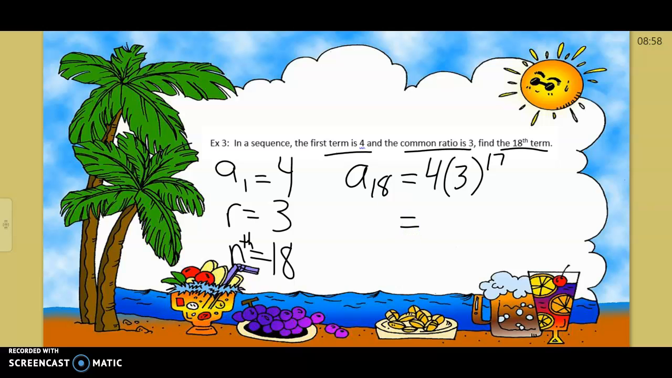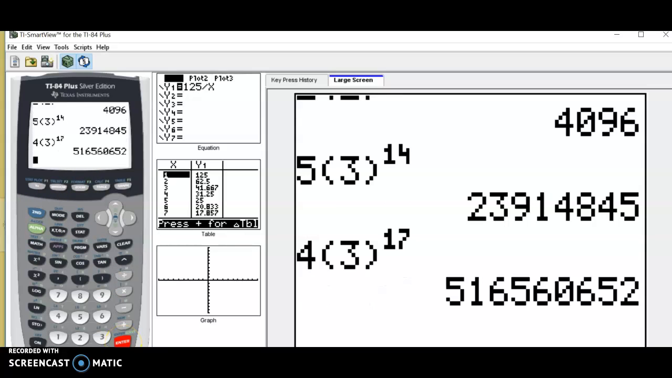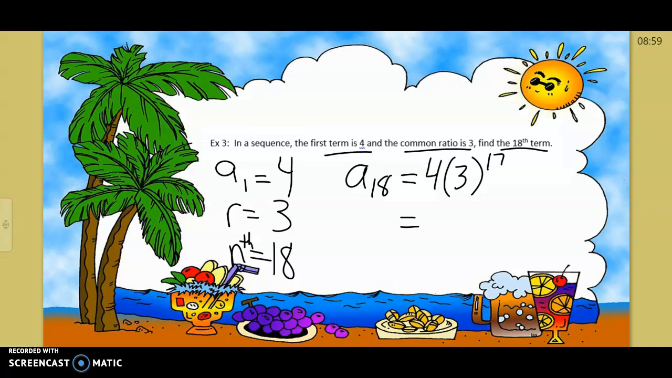So after that, it's the calculator's turn, okay? Online calculator, cell phone calculator, they should all be able to handle this. So we're going to do 4, parenthesis, and then it's going to be 3, parenthesis, raise it on up to the 17th power. So there you have it. Whew, another really, really big number. All right, this one is 516 million.